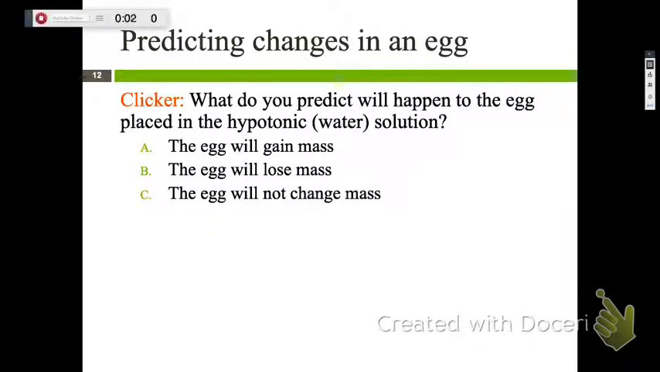So let's make a prediction. What do you think is going to happen to the egg in the hypotonic solution? Go ahead and click in your response. Once you've clicked in your response, check with your neighbor. Your own answer first.